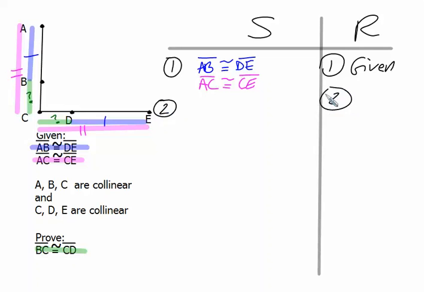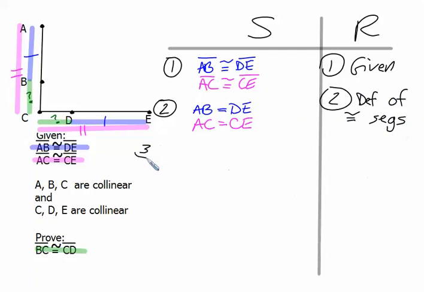Now secondly, we talked about this. To actually work with these items in a proof, we need equations. So we're going to transfer this notation into saying that the distance from A to B is equal to the distance from D to E, and the distance from A to C is equal to the distance from C to E. How do we know that if the line segments were congruent, their lengths were equal? Well, that's just the definition of congruent segments, which we do abbreviate a little bit.